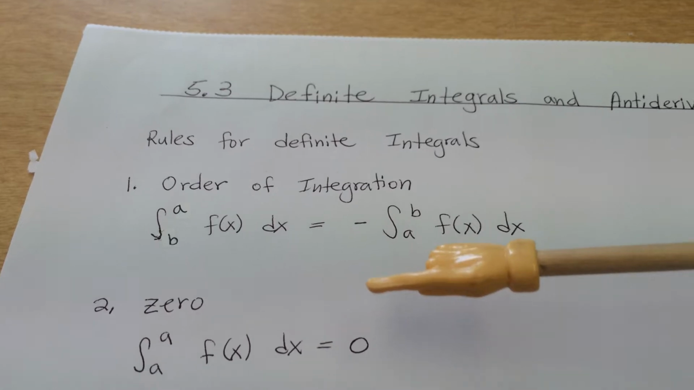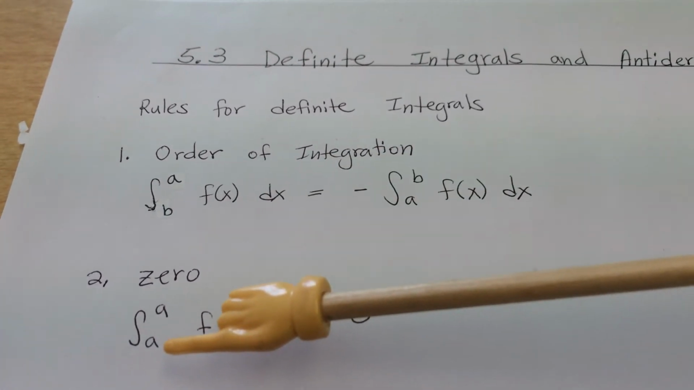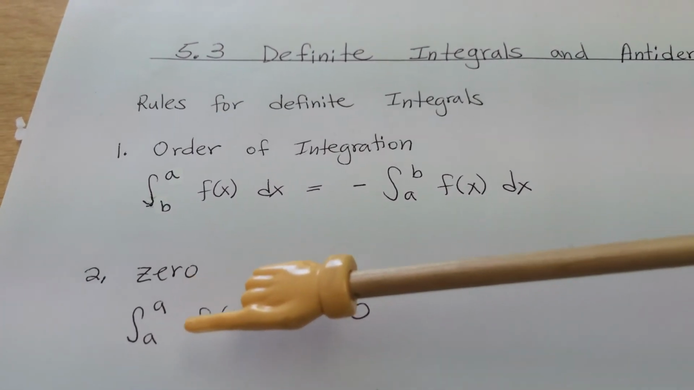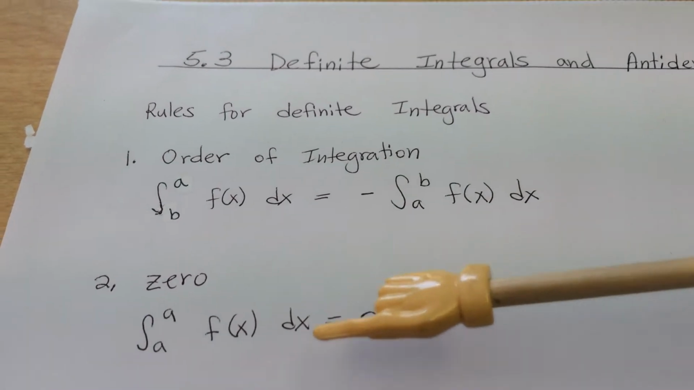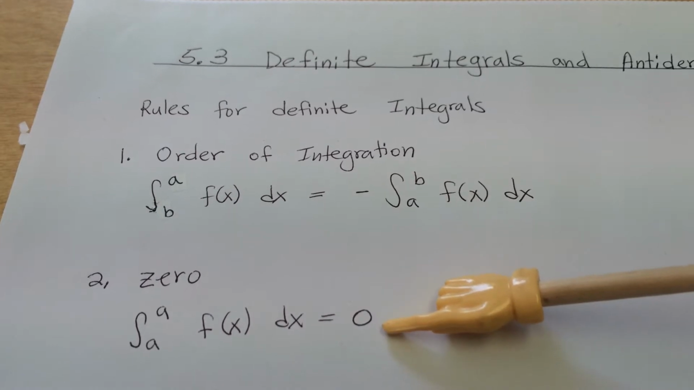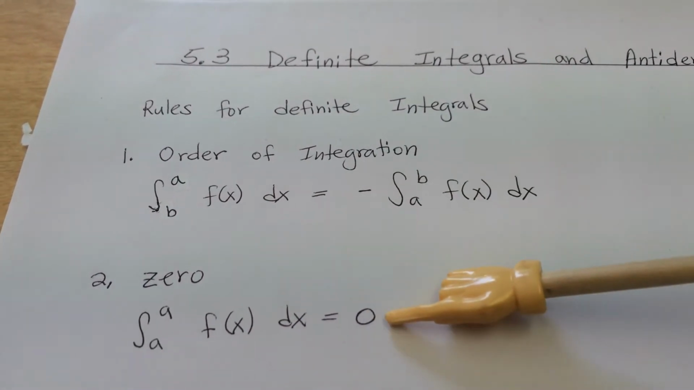Rule number 2 says the zero rule. The zero rule says that if you have the same limits, whatever these two limits are, once we do the integration or the antiderivative and we substitute these numbers in, they're always going to come out to 0. So if your limits right here are exactly the same, you know for a fact that the final answer will be a 0, so you don't have to actually do the antiderivatives for that.